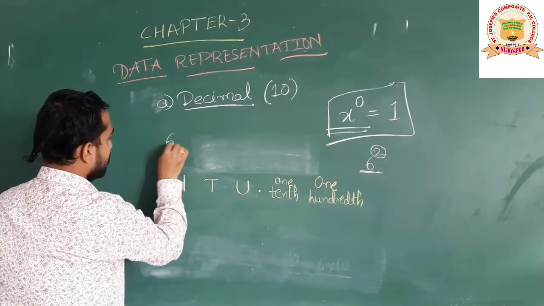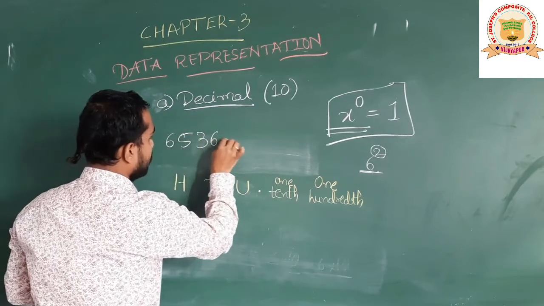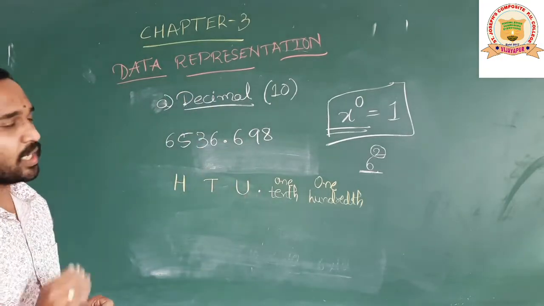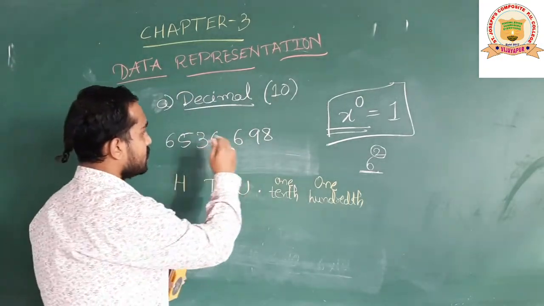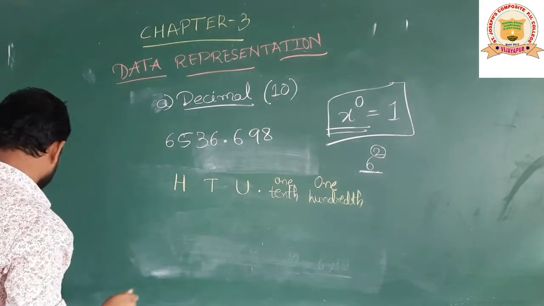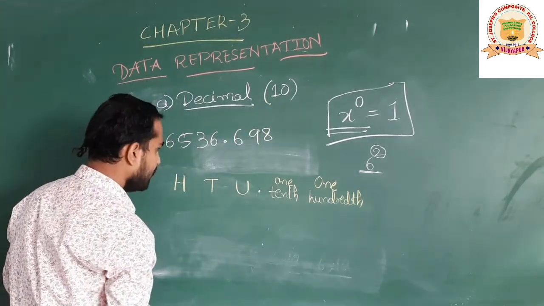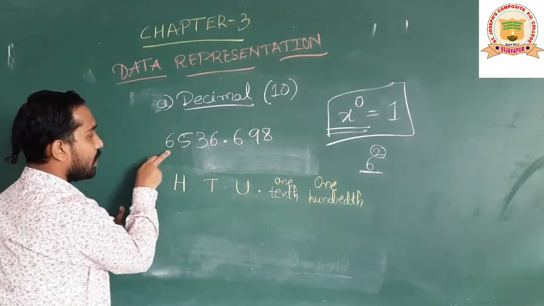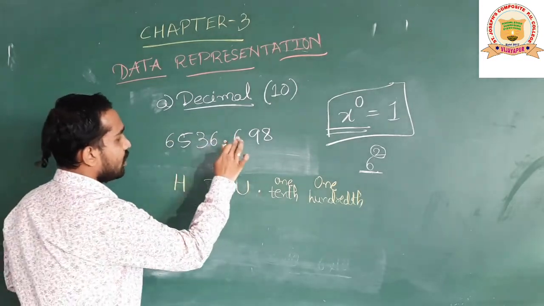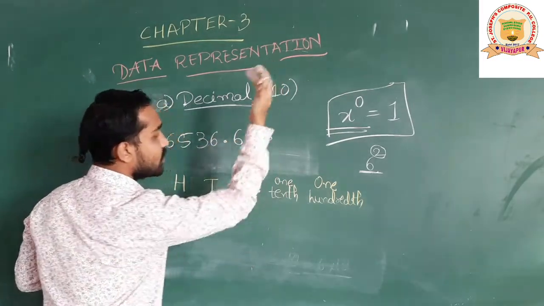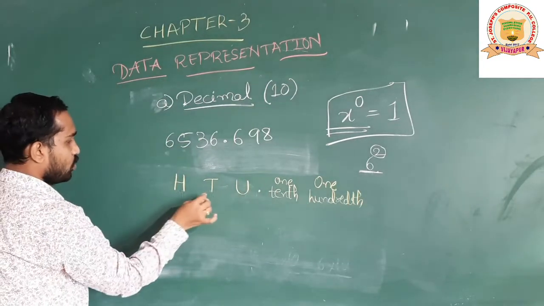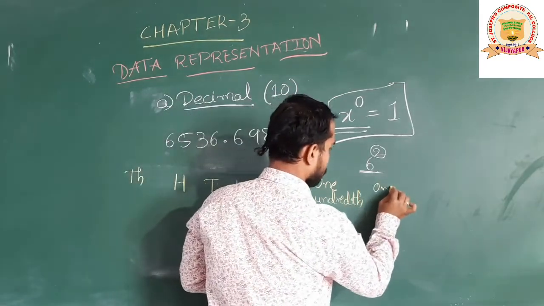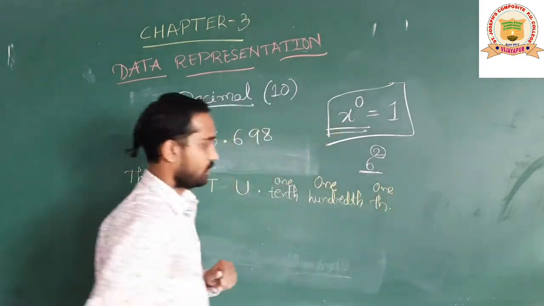Now, as an example, you try it as an assignment. If you are given the number 6536.698, let me do this one, then give another as an assignment. How many places do we need? Units, tens, hundreds, thousands, and also 1/10, 1/100, 1/1000.